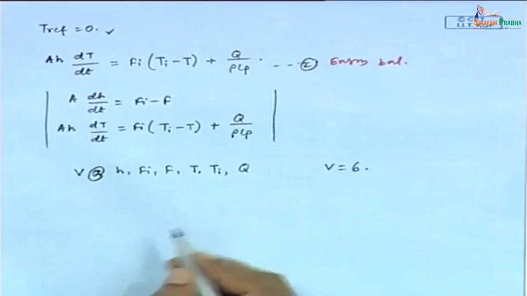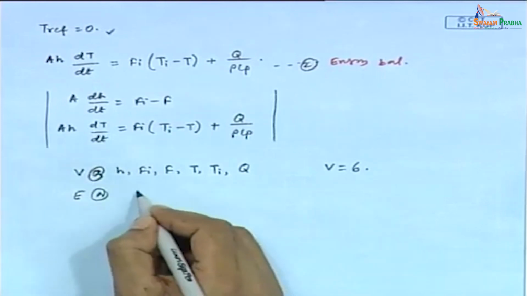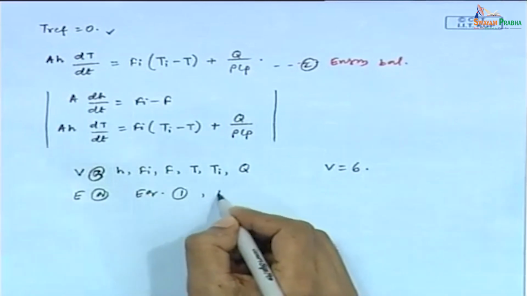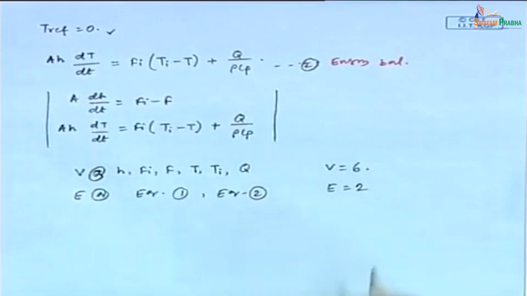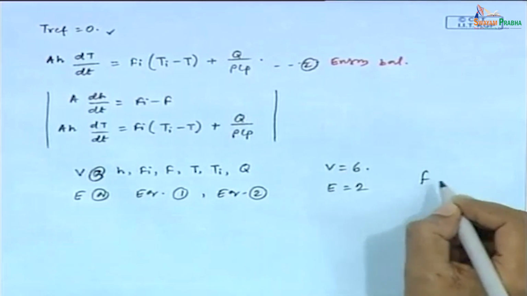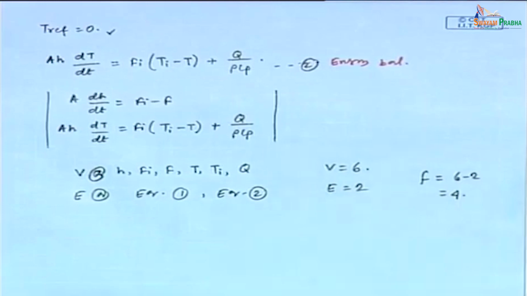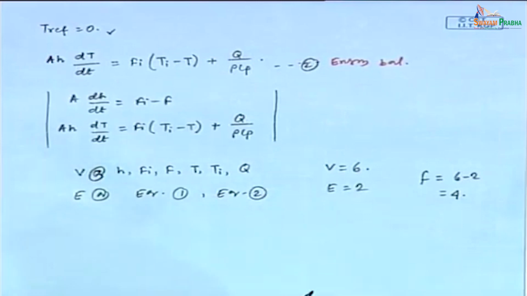Then how many equations are involved there? One is equation 1 and another one is equation 2. So, we can write E equals to 2. So, what is F? 6 minus 2, that is equals to 4. So, degrees of freedom for the example system is 4.